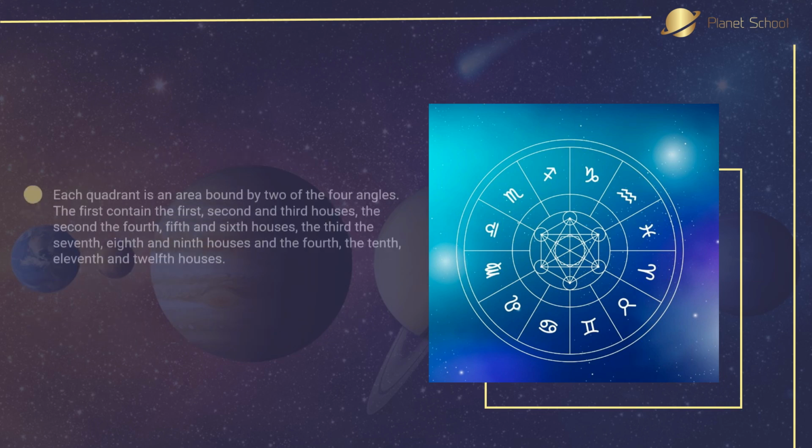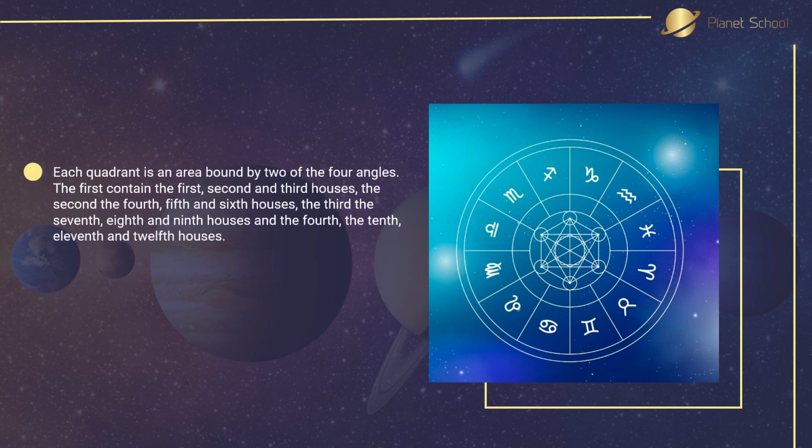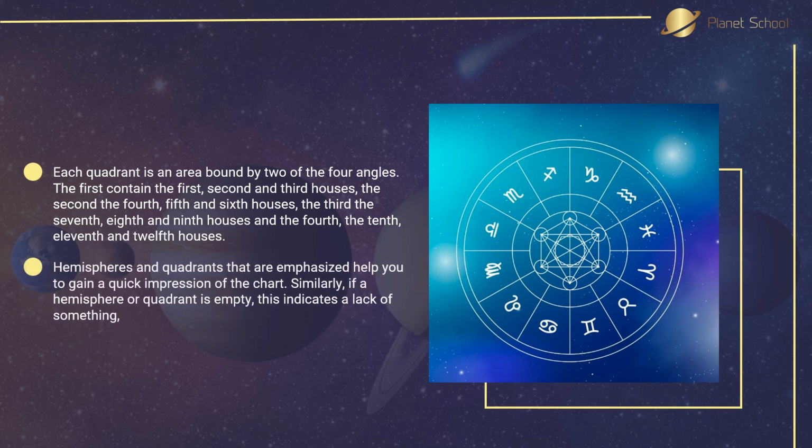Each quadrant is an area bound by 2 of the 4 angles. The first contains the 1st, 2nd and 3rd houses, the 2nd the 4th, 5th and 6th houses, the 3rd the 7th, 8th and 9th houses and the 4th the 10th, 11th and 12th houses. Hemispheres and quadrants that are emphasized help you to gain a quick impression of the chart. Similarly, if a hemisphere or quadrant is empty, this indicates a lack of something.